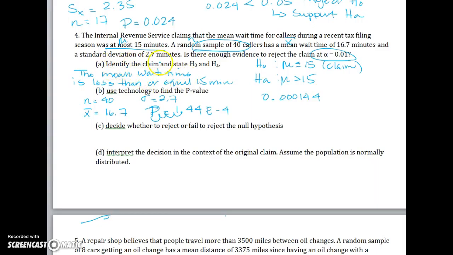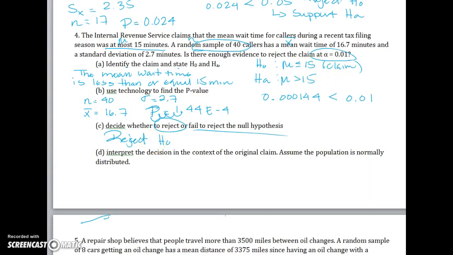For this one, your alpha was 0.01. What is that? That is definitely less than 0.01. So I'm going to reject the null hypothesis. I reject the null hypothesis. This is their claim as well.